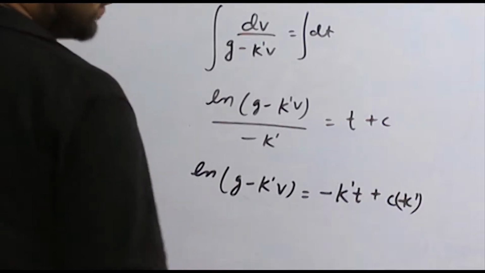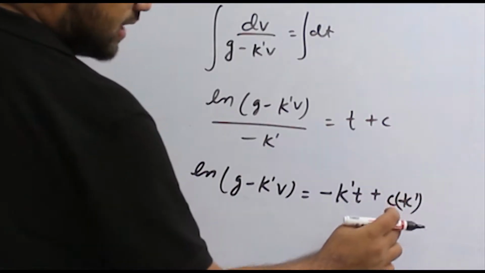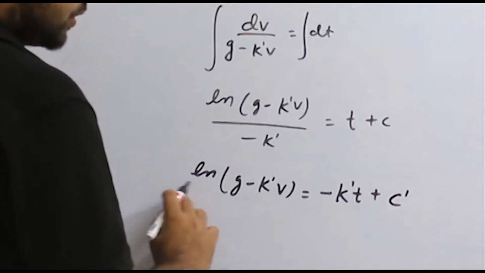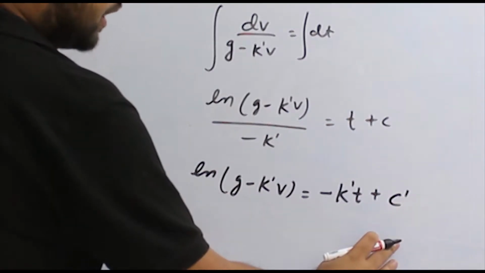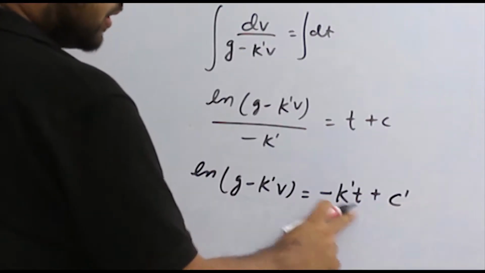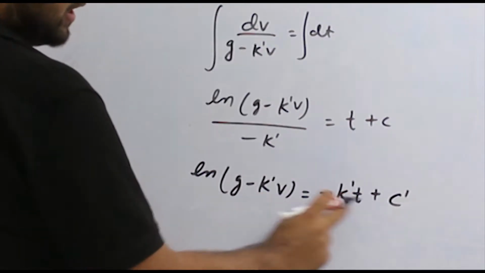So this equation, in place of this minus k dashed into c, I'm going to write as c dashed. Alright, so once we have got this, now we have to find the value of c dash, the constant, and for that we have the information. When time is 0, velocity is 0, so I'm going to put t and v as 0.